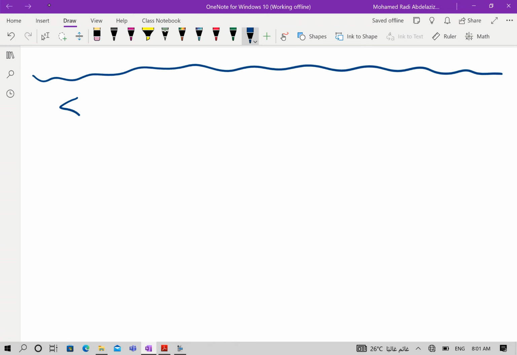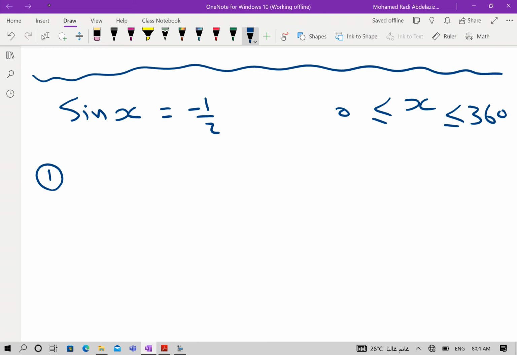I will write the same equation: sin x equals negative half, where x is between 0 and 360. Step number 1, what is it? Find the principal angle. How? x equals shift sign, positive.